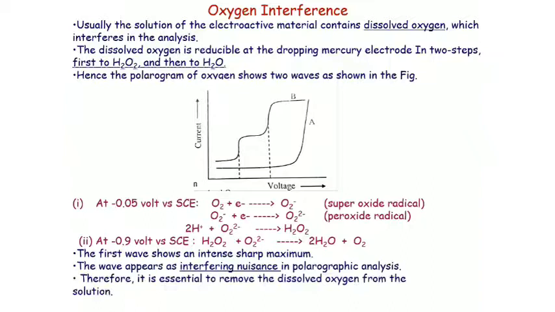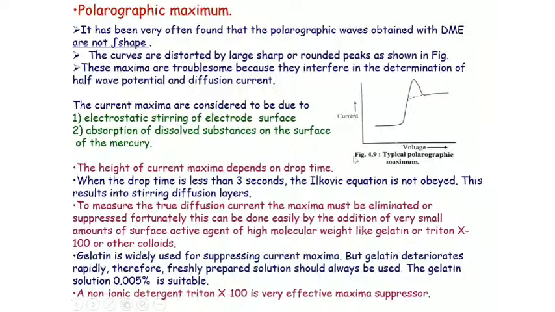Okay, that is the oxygen interference. The next point is the polarographic maximum. Look at the diagram. It shows the expected curve. The dotted line shows the expected sigmoid-shaped polarogram. But in some cases, a sharp maximum is observed, and that maximum is called a polarographic maximum. To eliminate such maxima, a gelatin solution is used.